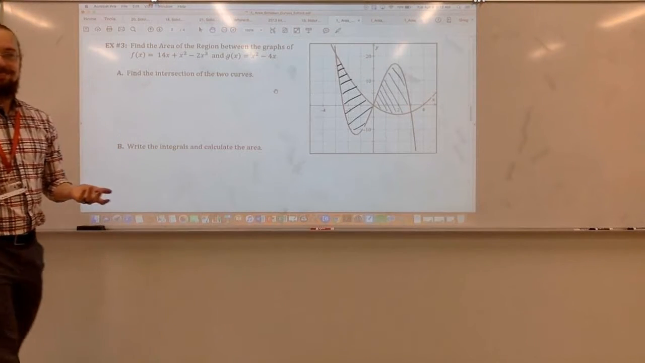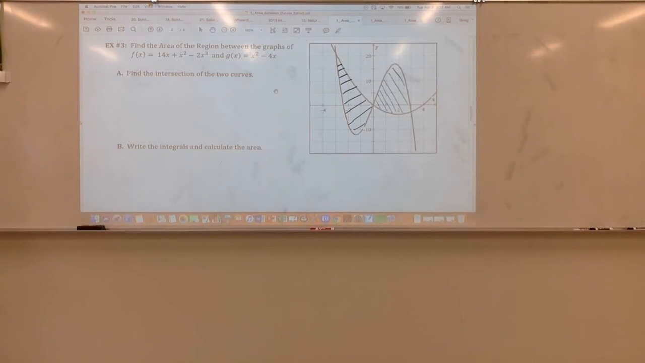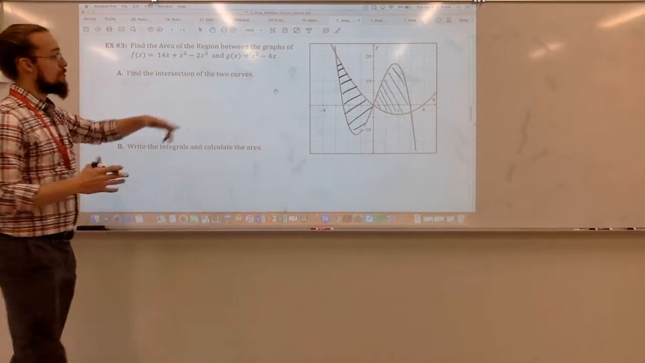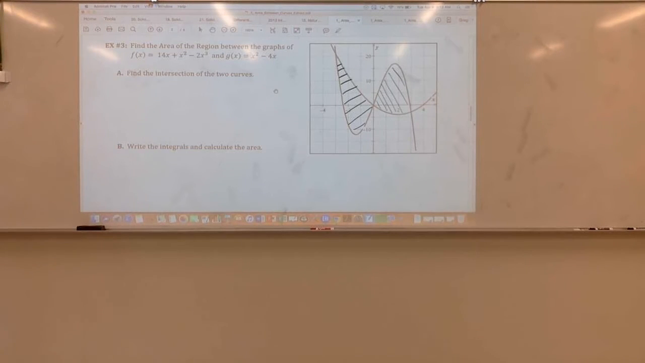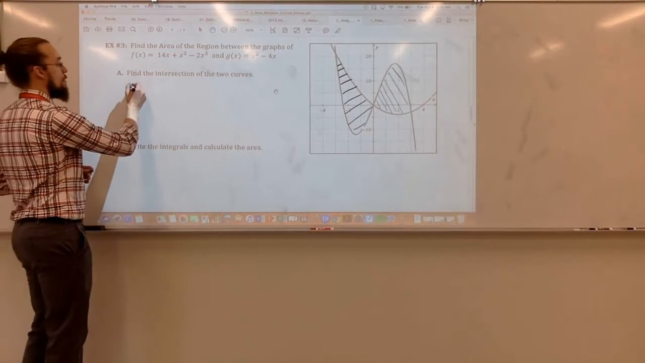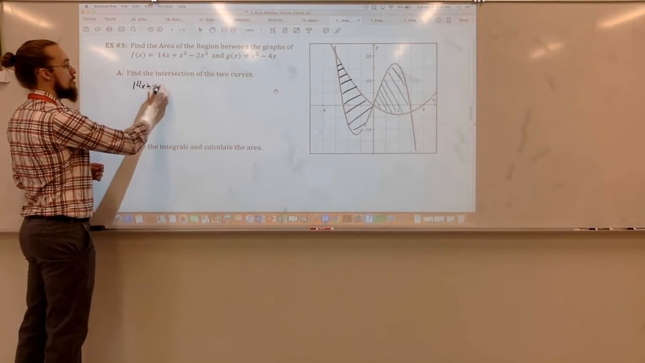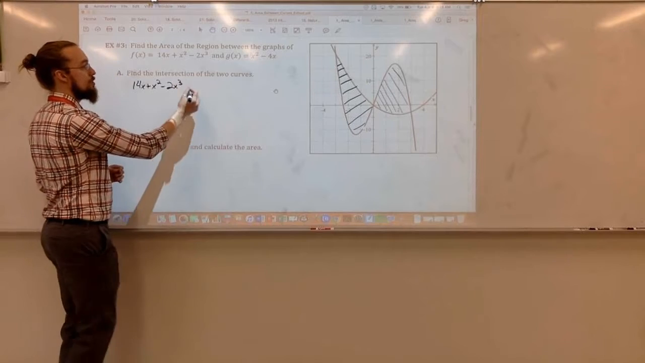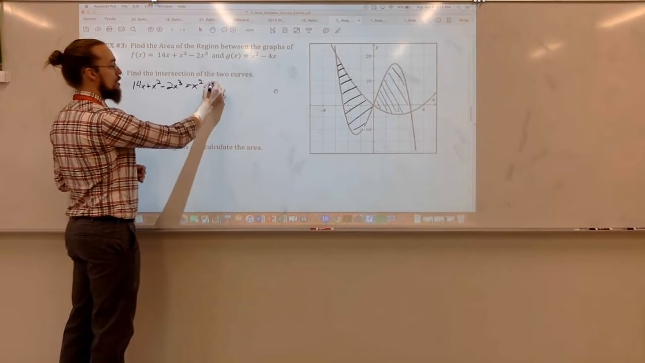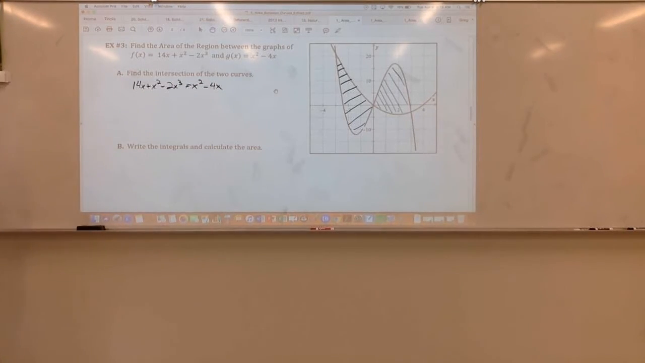Now, the other thing that we don't know is where these curves intersect. I need to know that to know where to put my bounds. So part A says find the intersection of the two curves. How would I do that by hand? Set them equal to each other. So 14x plus x squared minus 2x cubed equals x squared minus 4x. How would I solve this?